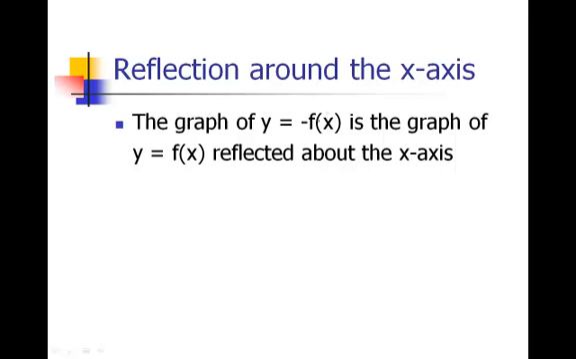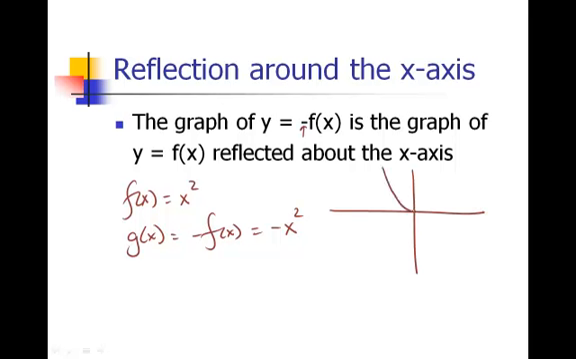Reflection around the x-axis. If I take a function and put a negative in front of it, then every value from the original function becomes a negative. In other words, if I have f of x equals x squared, and our g of x is that function with a negative in front of it, you can see that what we have done is taken our parent function and reflected it around the x-axis. Every y value that was positive now becomes negative.